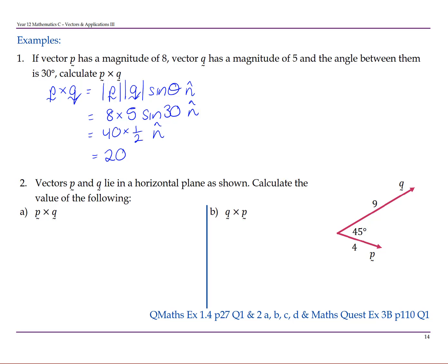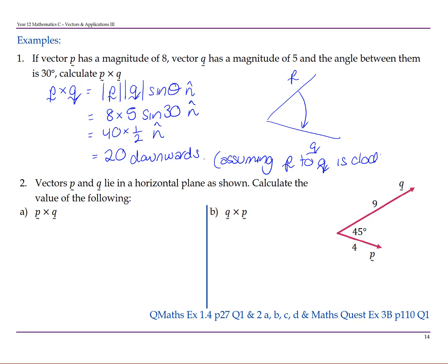And because I've gone from P to Q, I'm going in a clockwise direction. So we're assuming this is P and there's Q, so that's an assumption. We're going to assume we're moving in a clockwise direction, so therefore this would be downwards. Okay, so we're assuming vector P to Q is clockwise. Then the next one I've actually provided a diagram. So vectors P and Q lie in a horizontal plane as shown. Calculate the value of P cross Q.